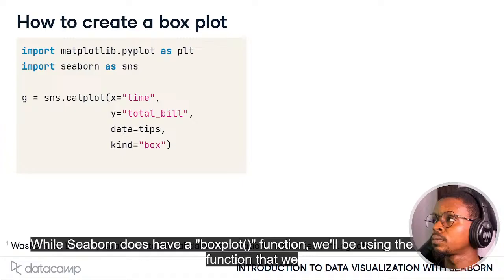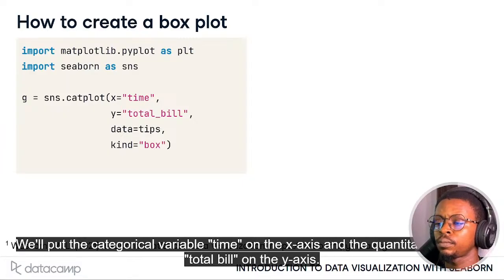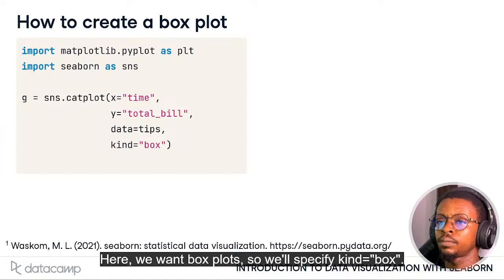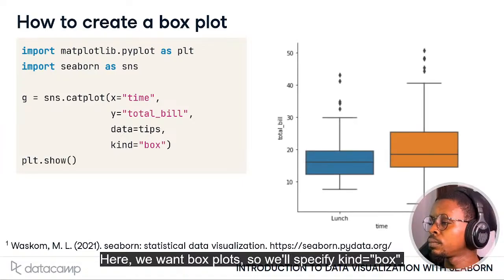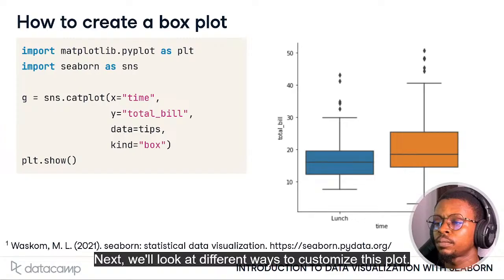While Seaborn does have a boxplot function, we'll be using the catplot function that we introduced in an earlier lesson because it makes it easy to create subplots using the col and row parameters. We'll put the categorical variable time on the x-axis and the quantitative variable total bill on the y-axis. Here we want box plots, so we'll specify kind equals box. That's it. We have a nice looking box plot. Next, we'll look at different ways to customize this plot.